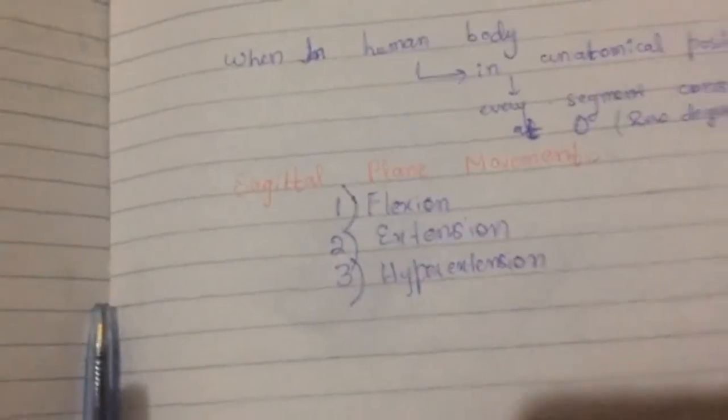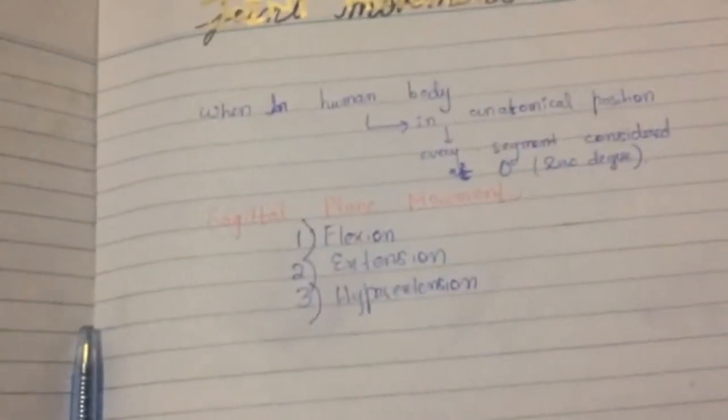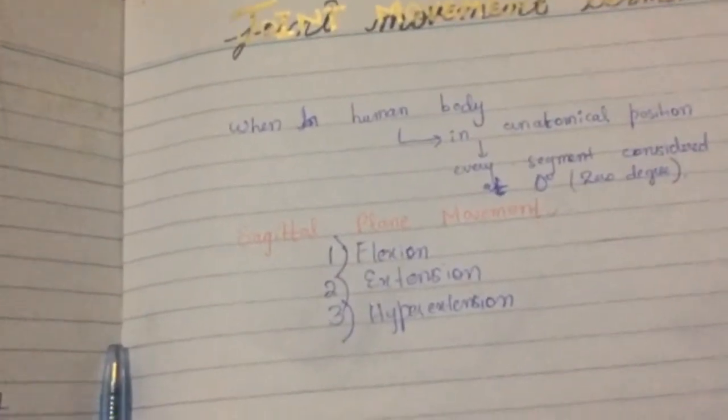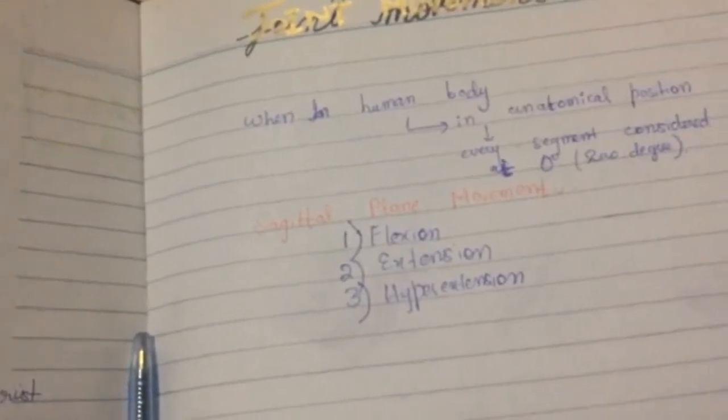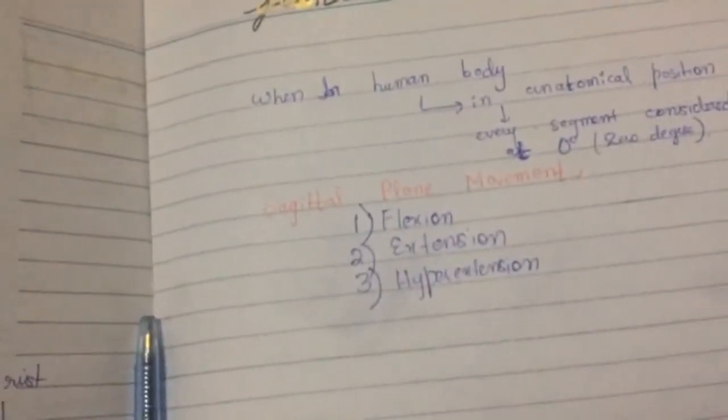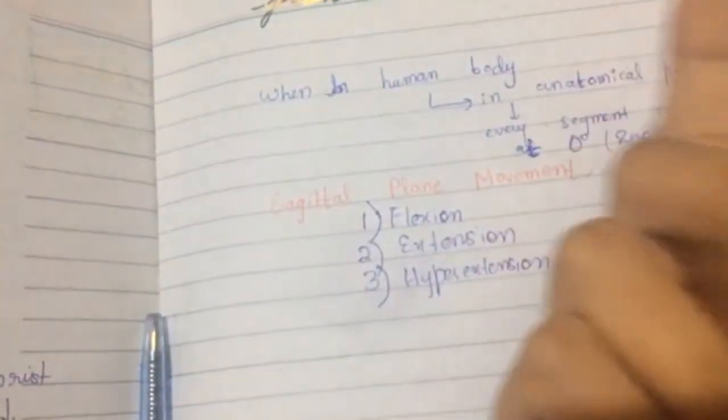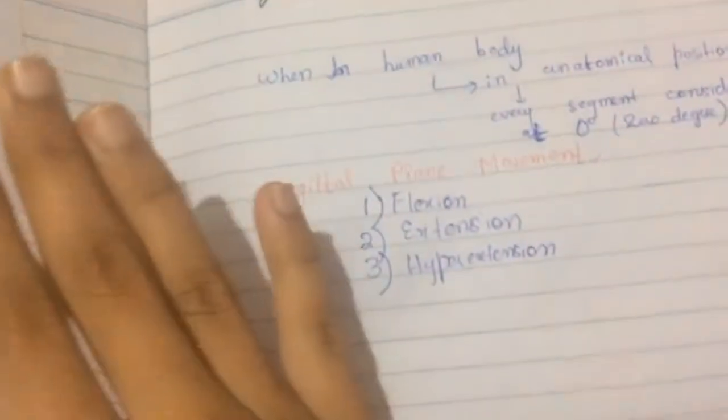It's a main point we have to note: if our arms or legs are internally or externally rotated from the anatomical position, the flexion, extension and hyperextension are not considered in the sagittal plane movements. They are considered in any other plane movement.